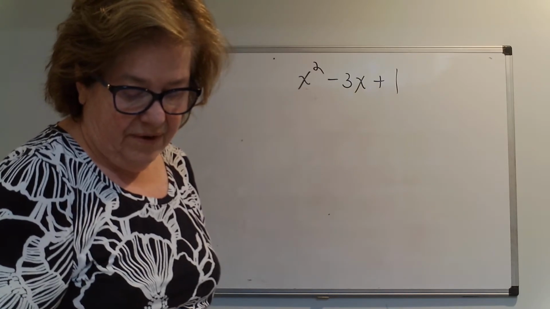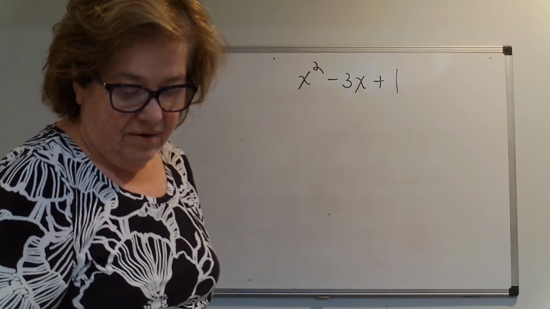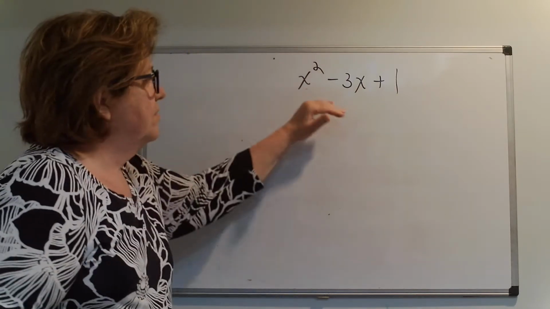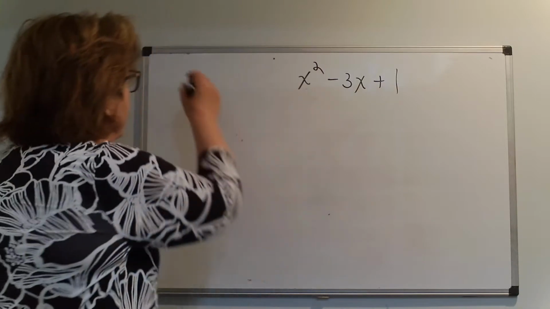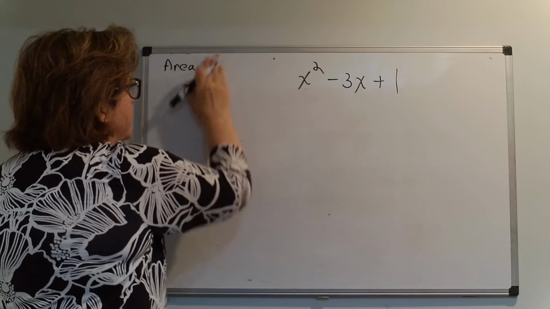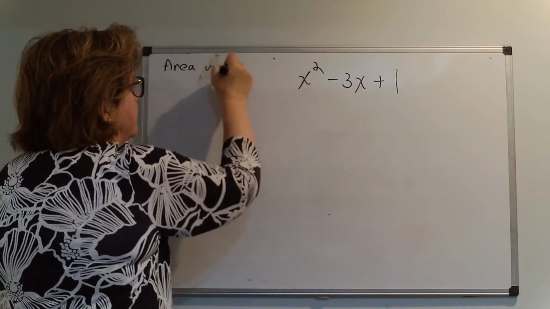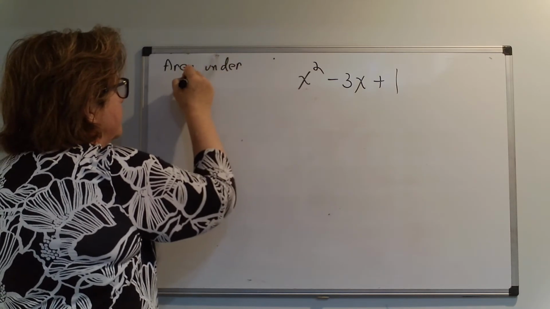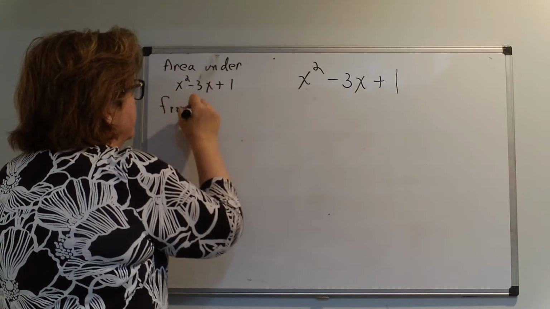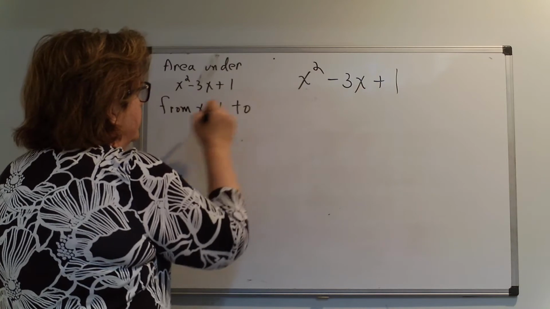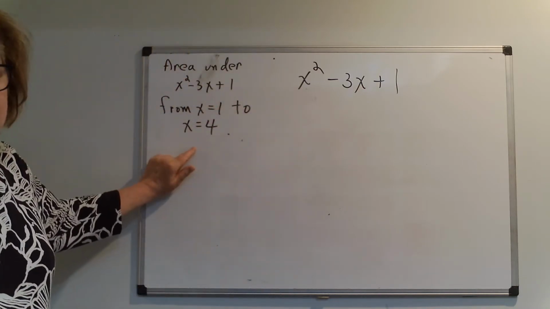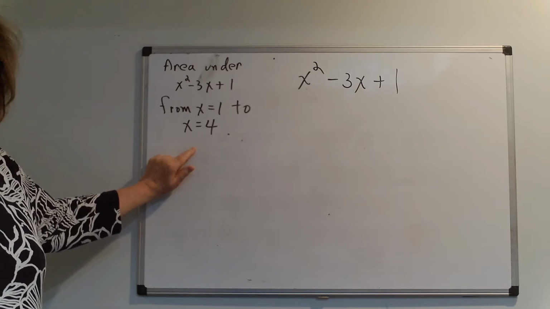That's our function. So x squared minus 3x plus 1. Let's say we want to know the area under the curve. The area under this curve, we want to know the area under the curve from x equal to 1 to x equals 4.